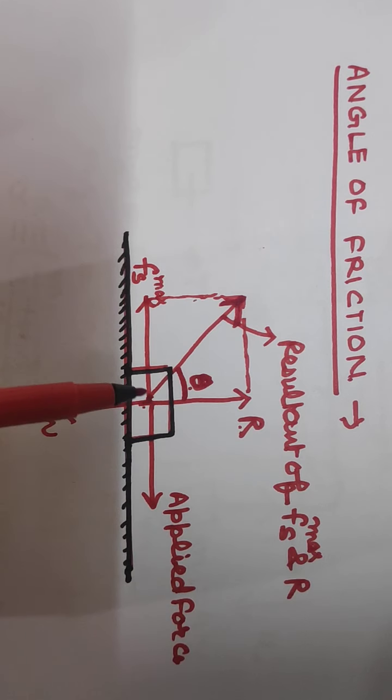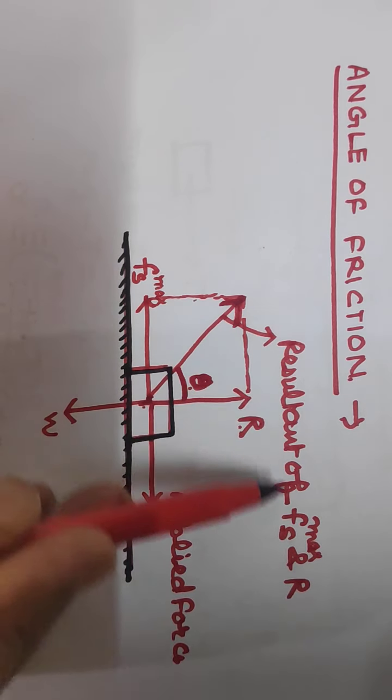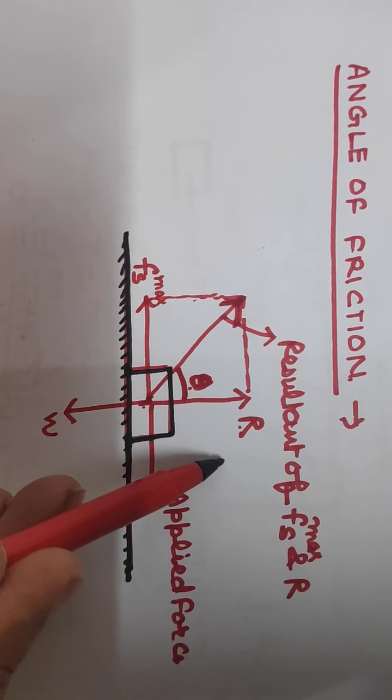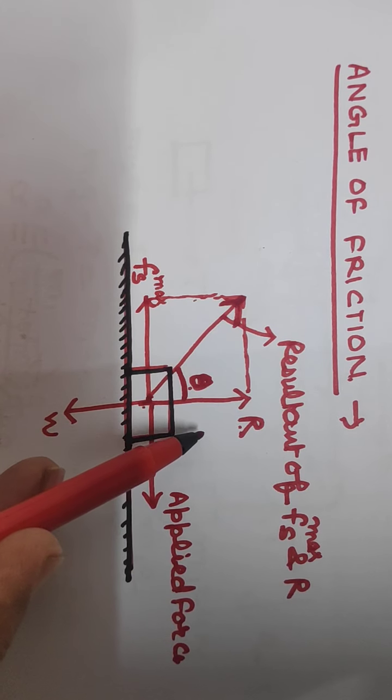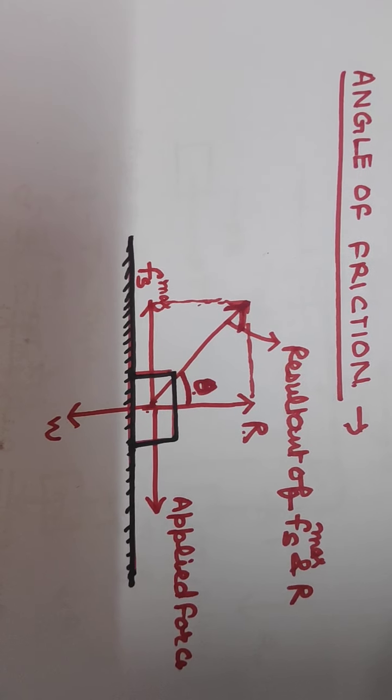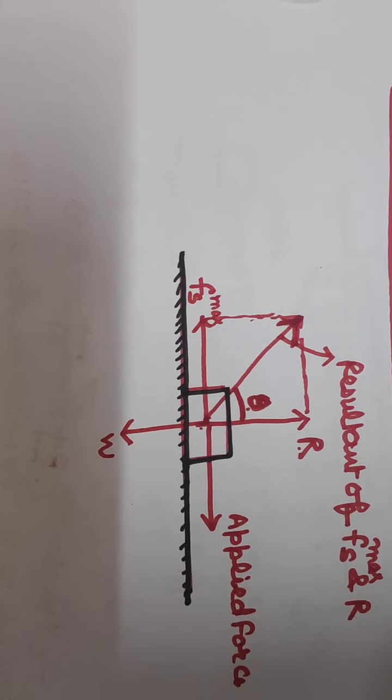So again I am defining it. Angle of friction can be defined as the angle which the resultant of limiting friction and reaction makes with the reaction, with the normal reaction. So this is the angle of friction. Now let us find the relation.